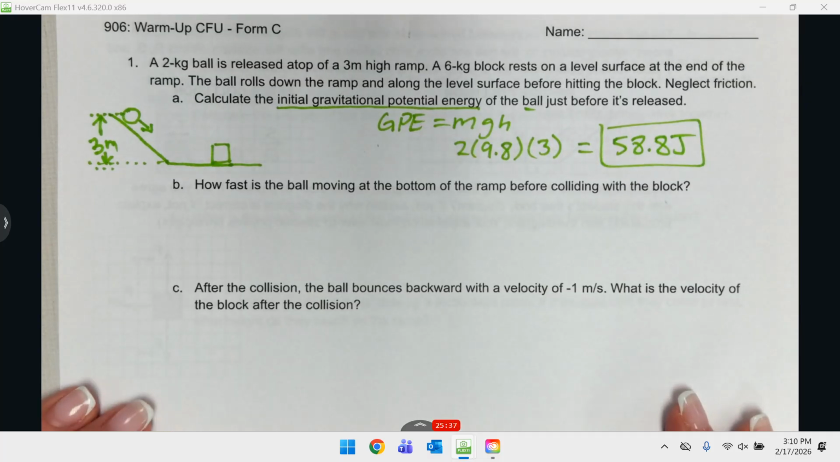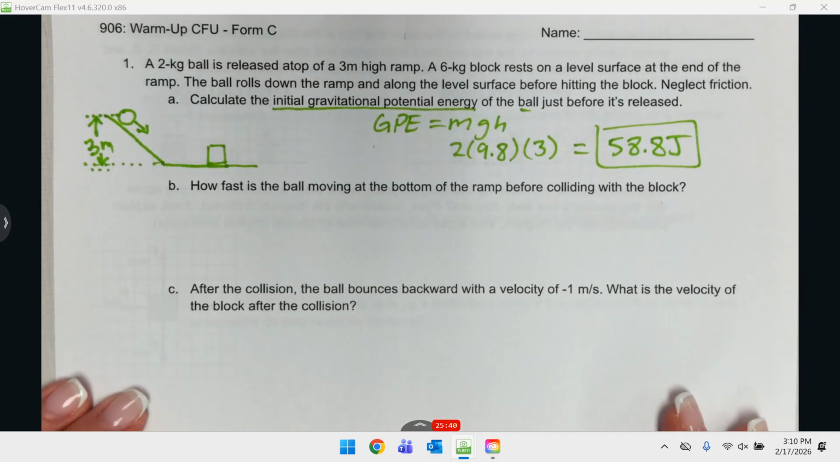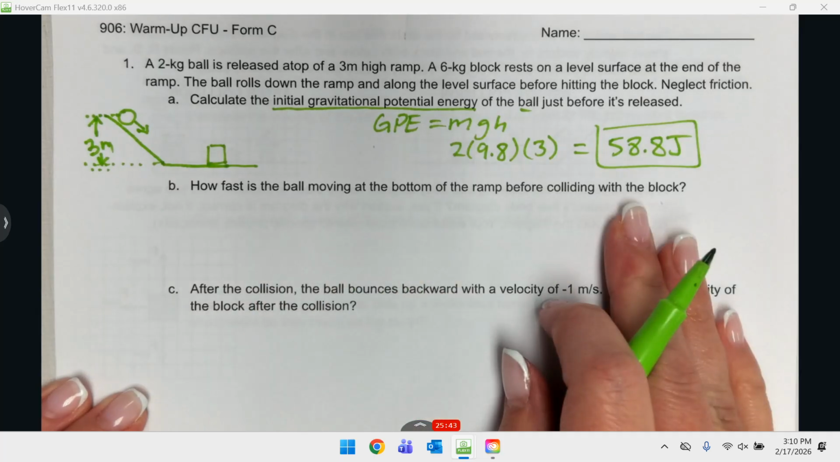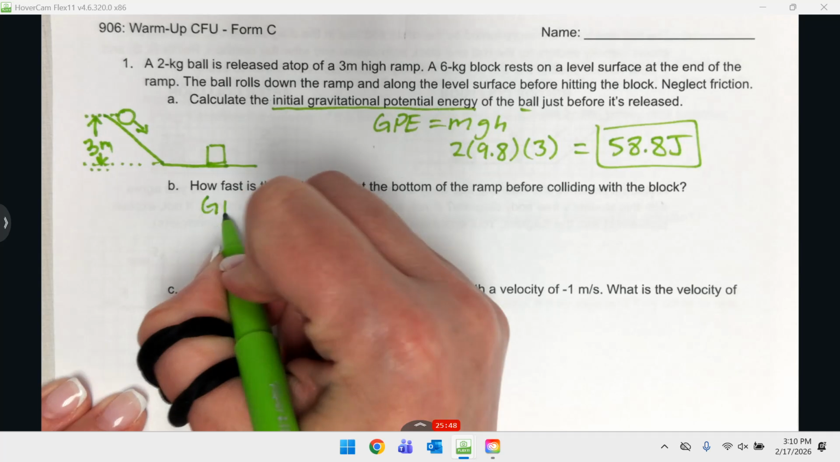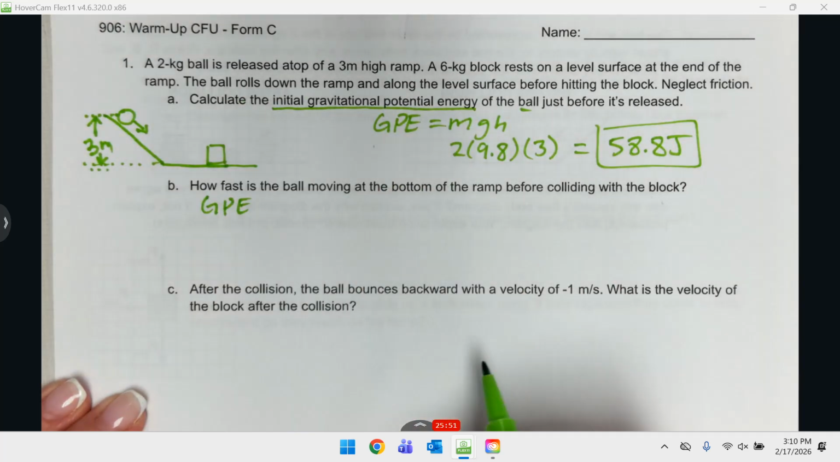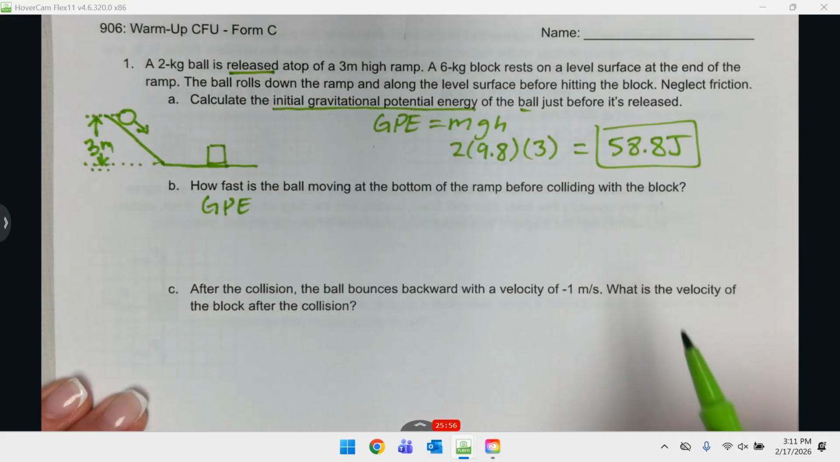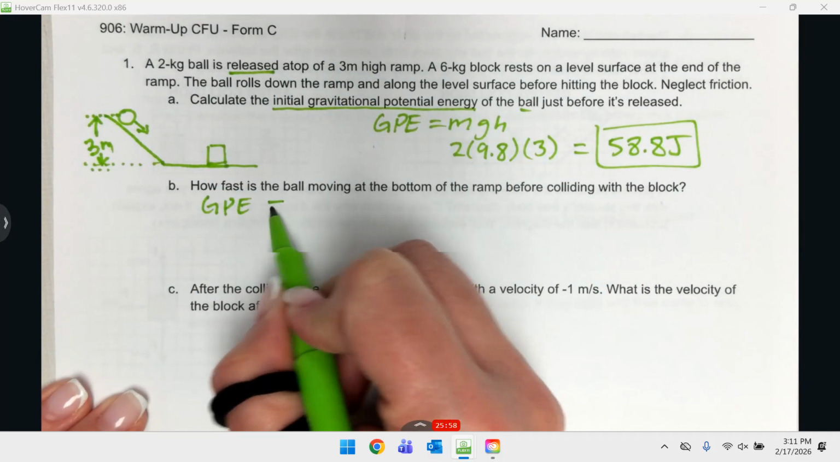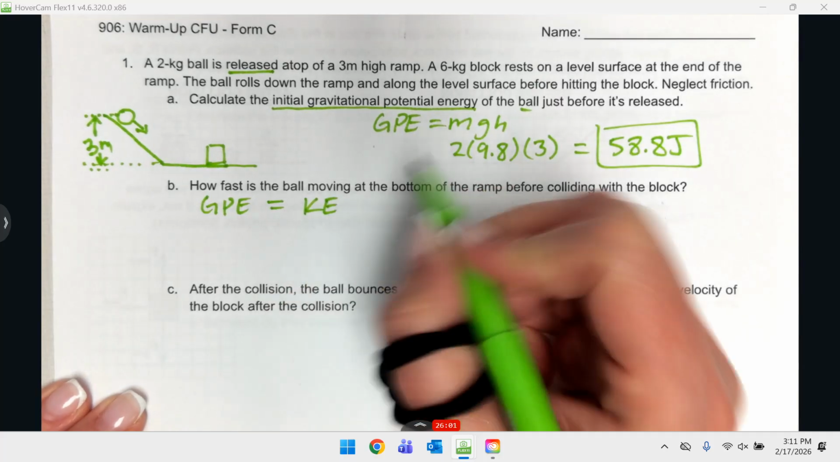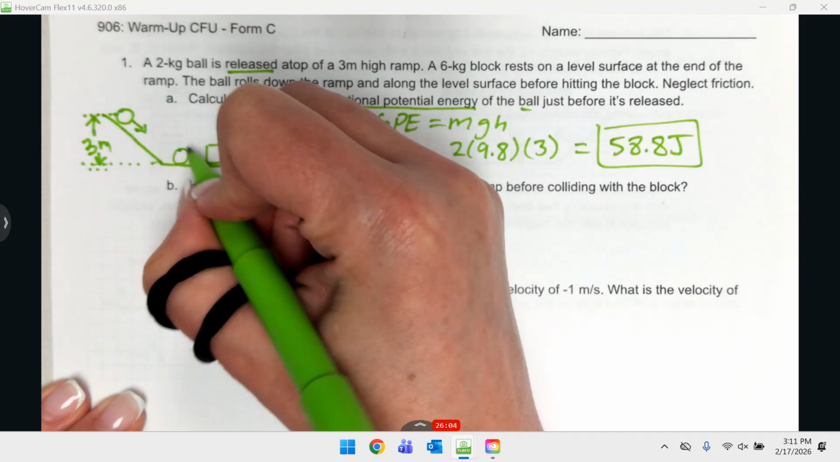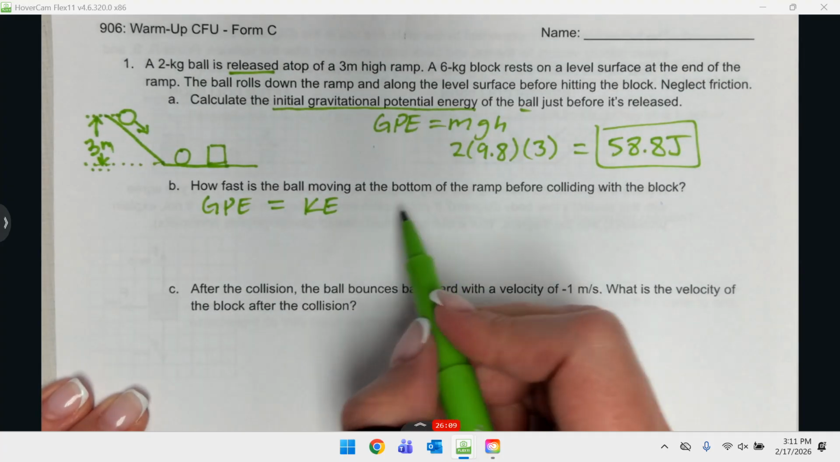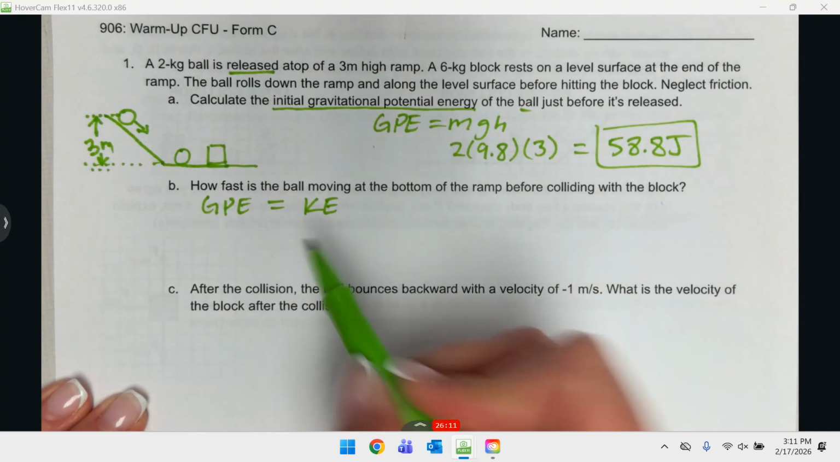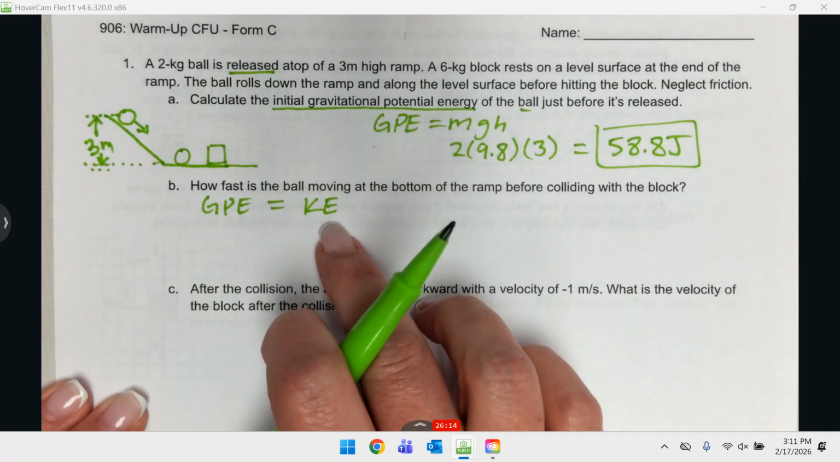The next one says, how fast is the ball moving at the bottom of the ramp before colliding with the block? Again, to answer this, we need to think about this in terms of energy transfer. We're converting energy from GPE at the top of the ramp. The ball is released from rest, so it only has GPE up there. The kinetic energy it has at the bottom will be due to the gravitational potential energy it had up there. So it's just energy transfer: it goes from GPE to KE.